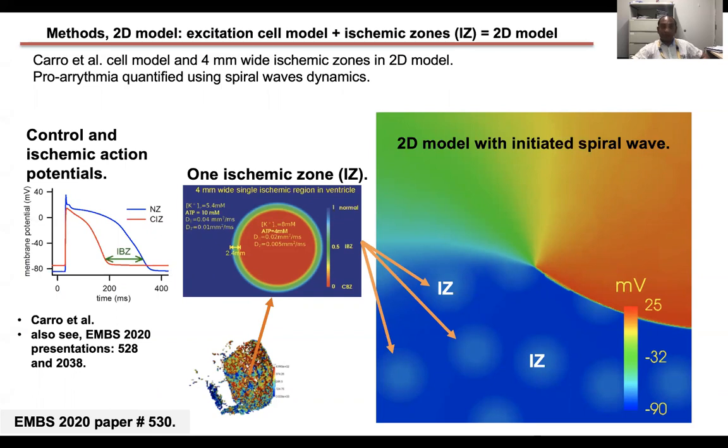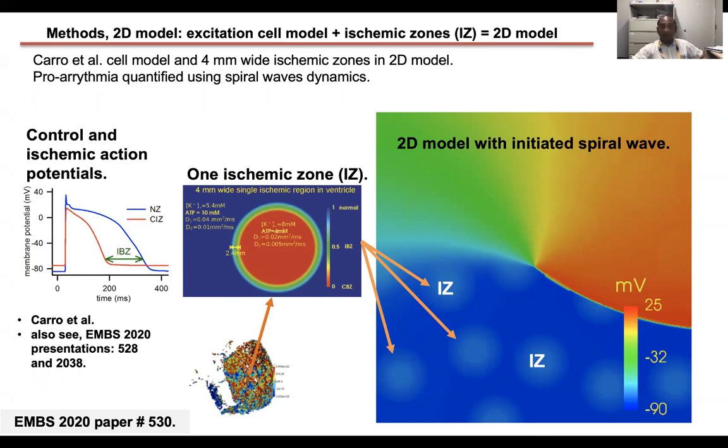Ischemic zones, as shown in the middle panel, were constructed informed by our imaging data. The 4 millimeter wide ischemic zones consisted of border and central regions. Within the ischemic zones, hyperkalemia was implemented, as was a slowing of the electrical propagation and a reduced availability of ATP, thus increasing the ATP-sensitive potassium channel significantly.